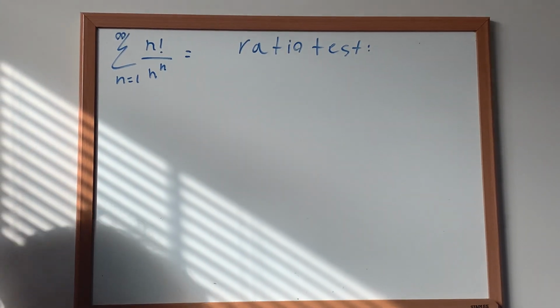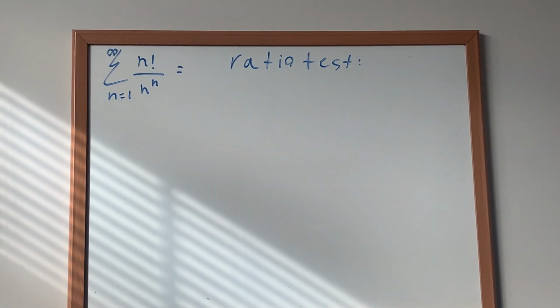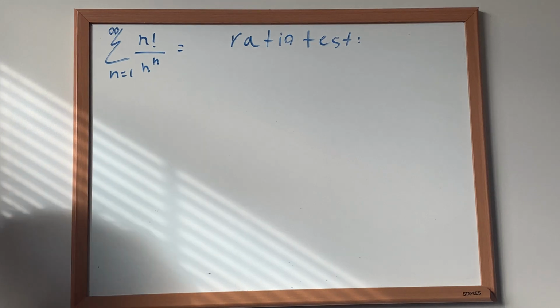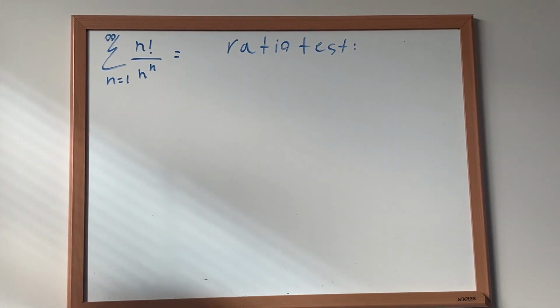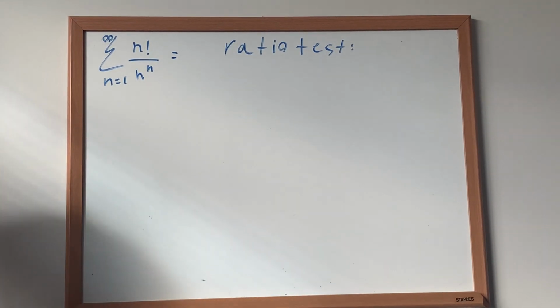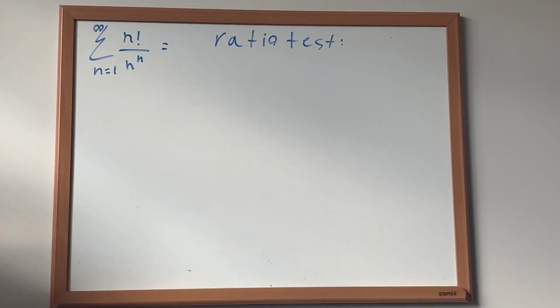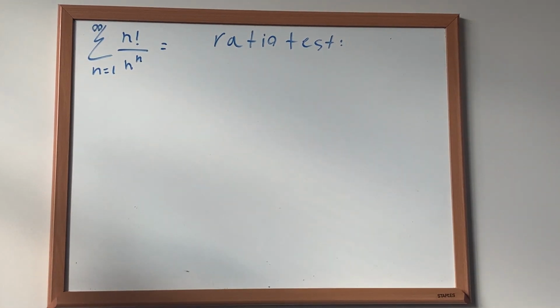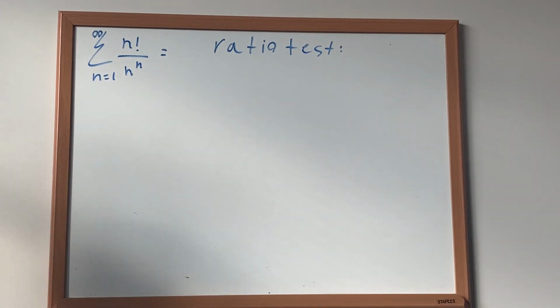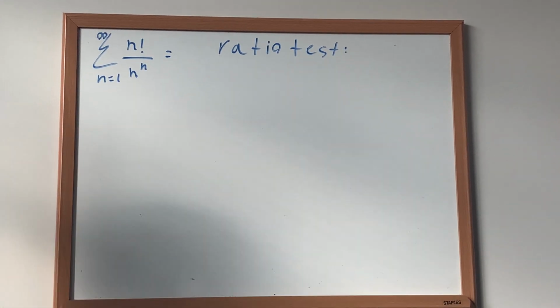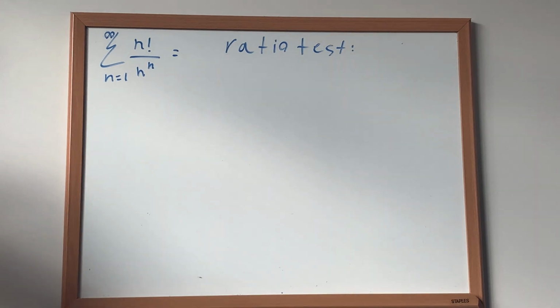Hi, I'm Kian, and today I want to show you how to find if a series converges or diverges by the ratio test. So we have a series from 1 to infinity of n factorial over n to the power of n. Now, when our series has a factorial, we go ahead and use the ratio test because it's the easiest way and usually the only way to find if it converges or diverges.